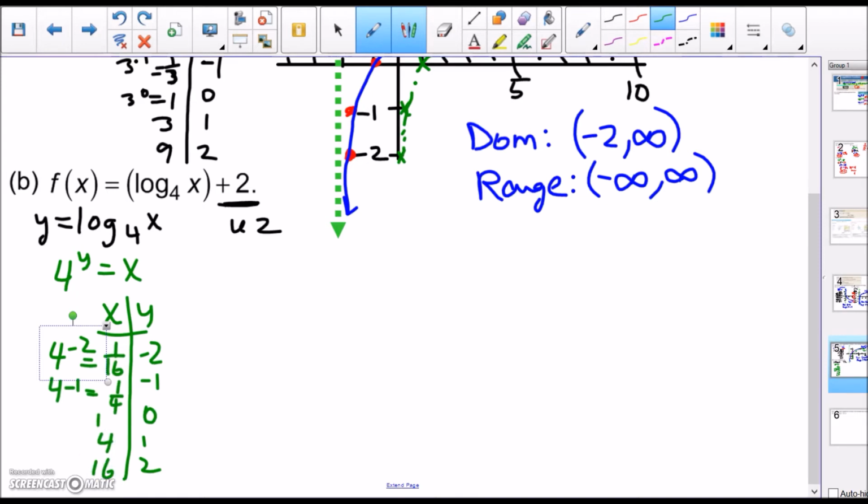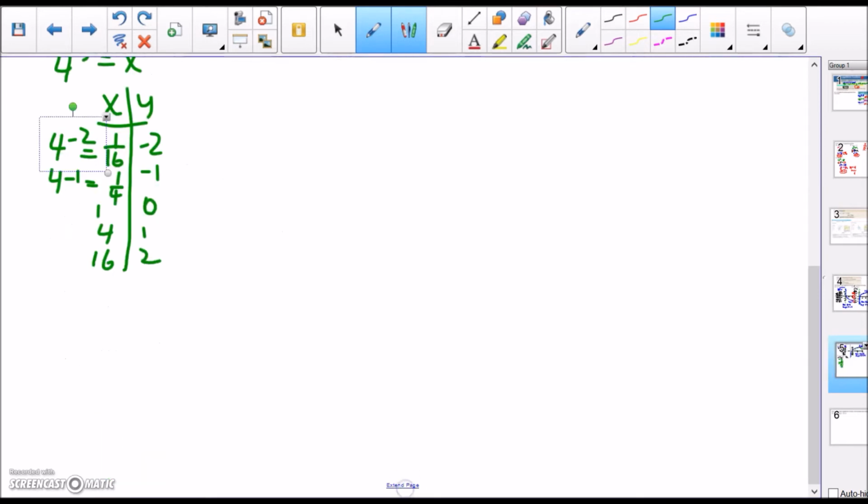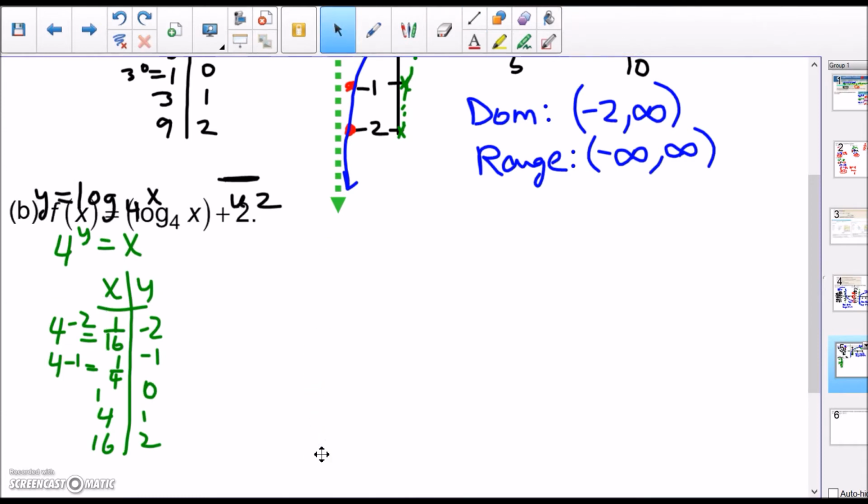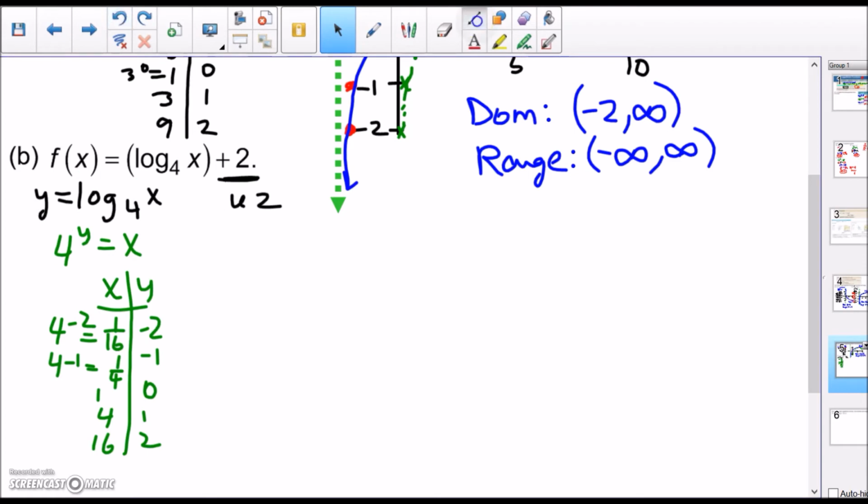So I can draw that graph, but I keep in mind that I'm going to shift it up 2. So just when you draw it, you want to make sure and leave room to be able to shift it up 2.